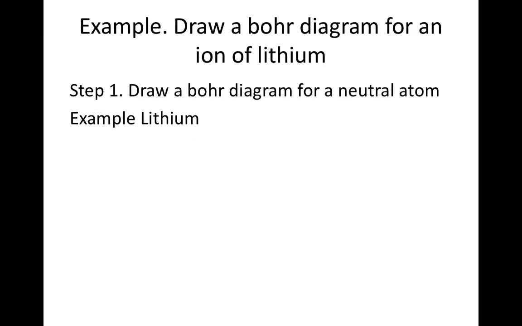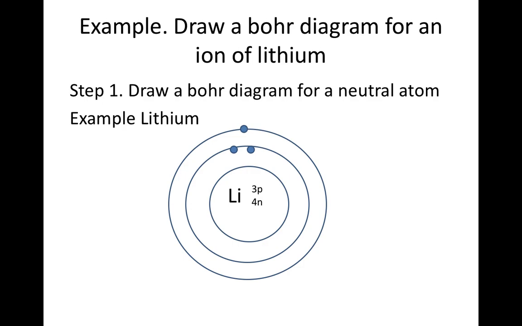So for example, we're going to draw a Bohr diagram for an ion of lithium. Step 1, we can start by drawing a Bohr diagram for a neutral atom. We've learned how to do that in the last lesson. And there it is. So it has 3 electrons and 3 protons. So we say that it's neutral because it has an equal number of protons and electrons.